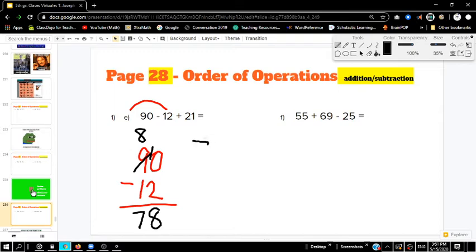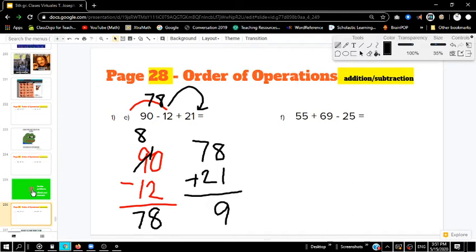We're going to take that 78 and transfer it over. So this part was 78. We're going to transfer that over and add the 21. So 21. All right. 8 plus 1 is 9. And 7 plus 2 is 9 as well. So 9 tens. 99 is your final answer.